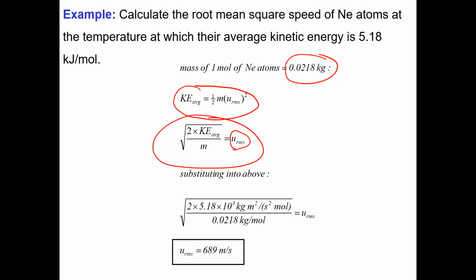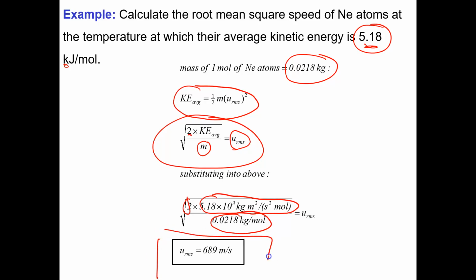So going ahead and doing that, obviously 2 is just 2. This is our average kinetic energy, but note that I times it by 1,000 to take into account the kilojoules there. I also expressed it in the base units so we could see how the units cancel. And then we have to divide that by the molar mass expressed in kilograms. There it is there. And of course, take the square root of it all.